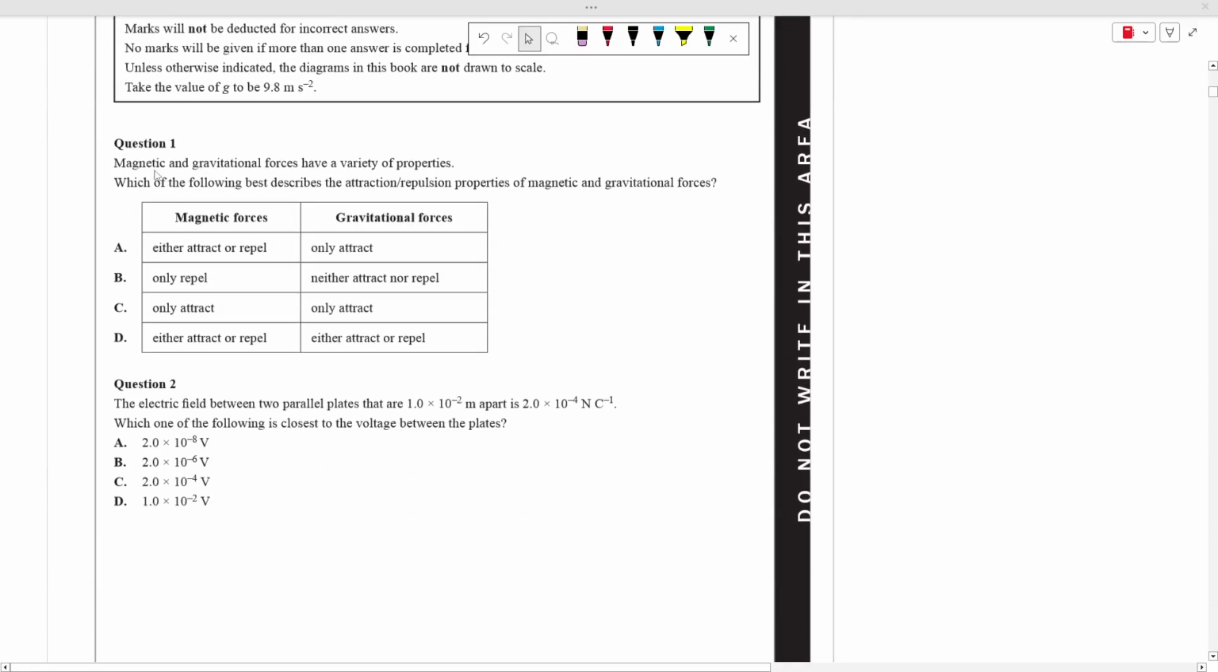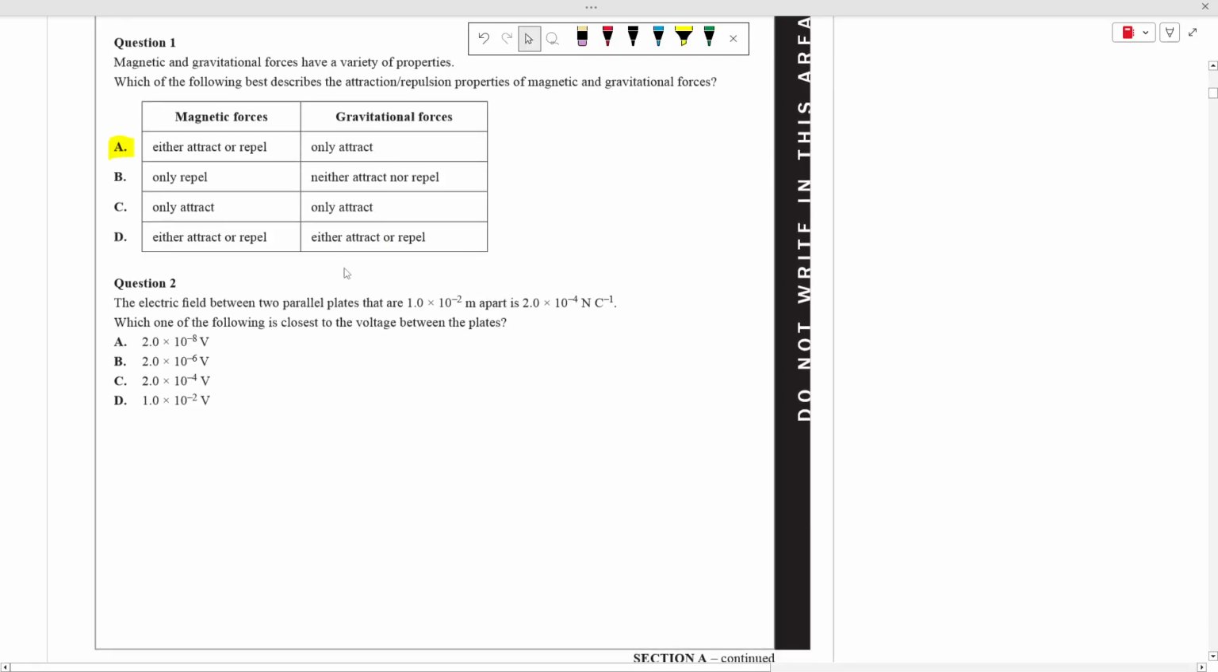Alright, question 1. Magnetic and gravitational forces have a variety of properties. Which of the following best describes the attraction-repulsion properties of magnetic and gravitational forces? I have a bunch of options here. Well, the one that best answers here is, B and C are wrong, so it's either A or D. Gravitational forces only attract, or gravitational forces either attract or repel. Well, we don't know of any gravitational forces right now that repel, unless you're talking about dark energy or something weird like that. So the best answer there is A.